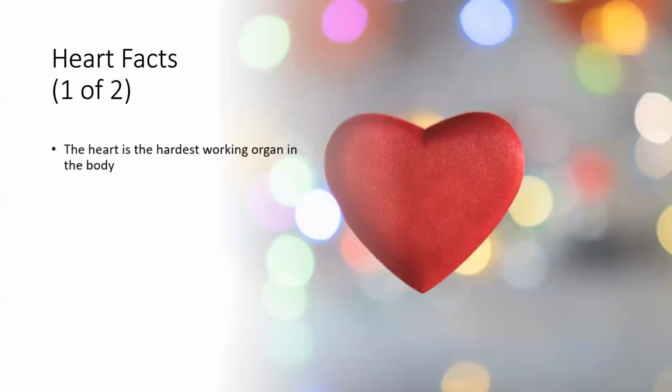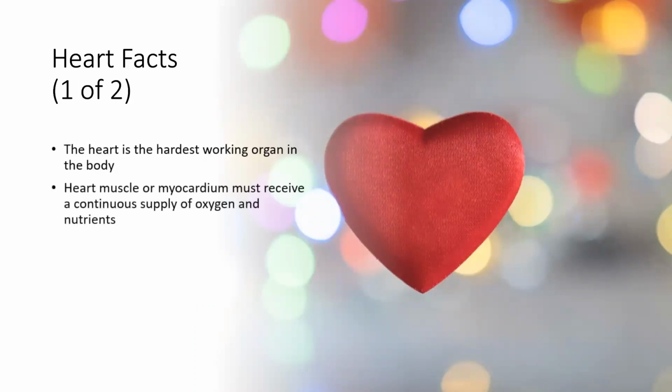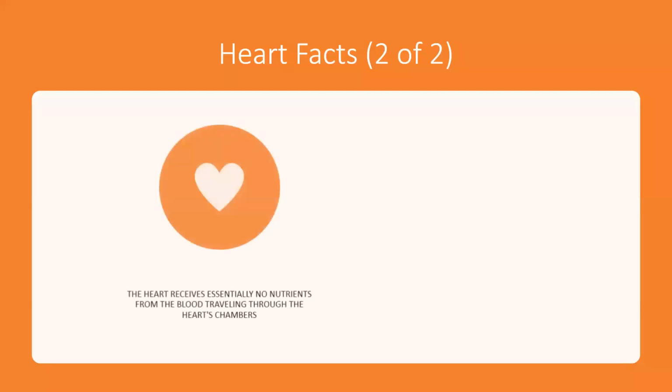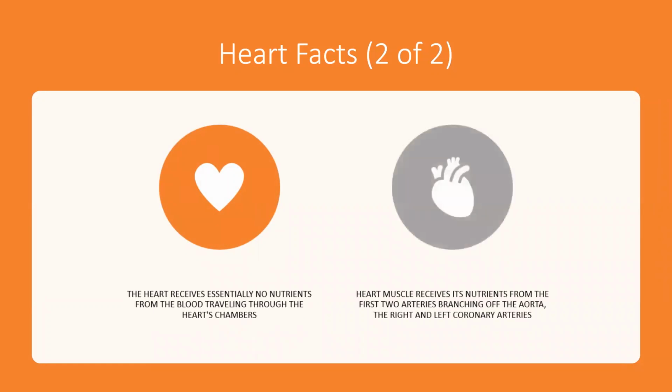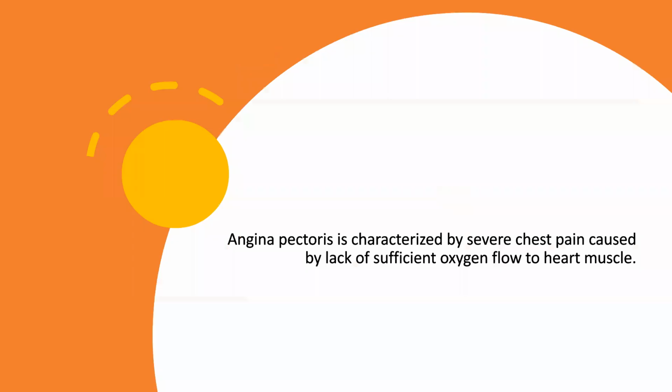The heart actually is the hardest working organ in the body, and the heart muscle, or the myocardium, must receive a continuous supply of oxygen and nutrients. The heart receives essentially no nutrients from the blood traveling through the heart's chambers. The heart muscles receive their nutrients from the first two arteries branching off the aorta, the right and the left coronary arteries.